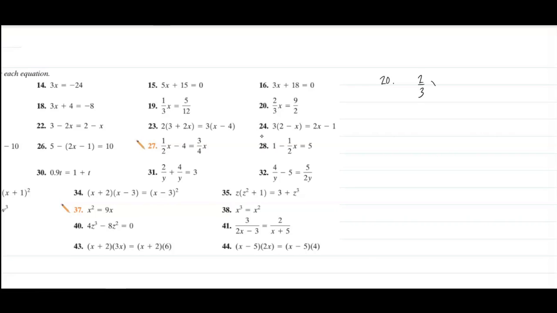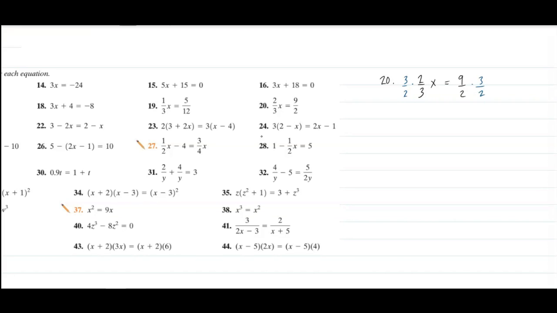2 over 3x is equal to 9 over 2. How exactly do we solve this equation? Step number 1, you got to tell yourself, look, I got to get rid of the 2 and the 3. And so one of the ways that you can do it is you can multiply by 3 over 2 on the left side and on the right side like this.